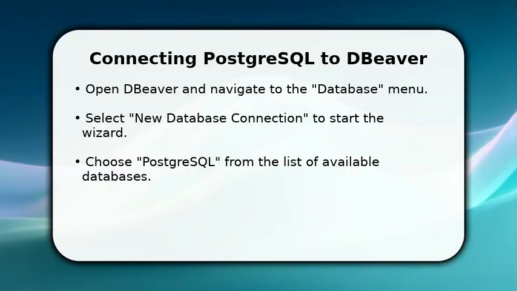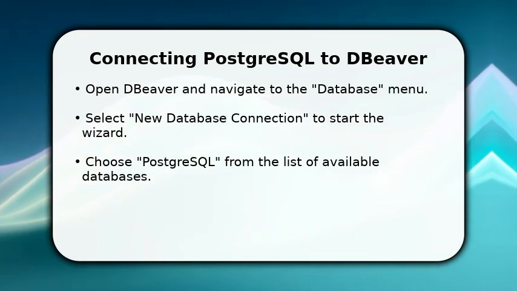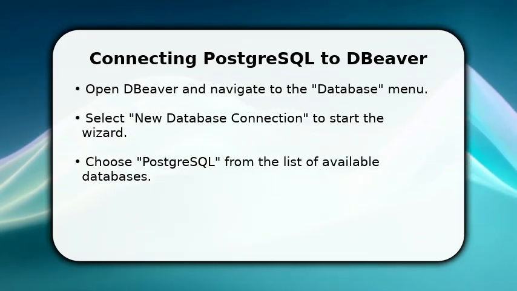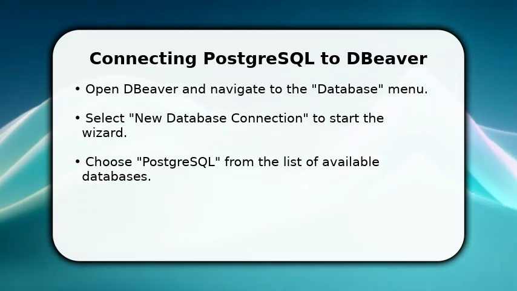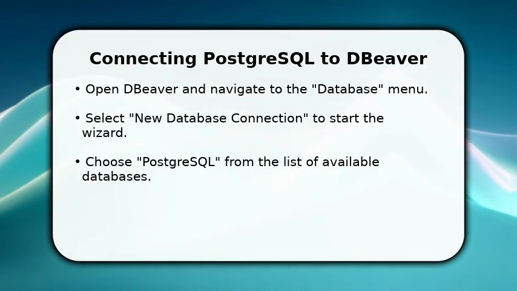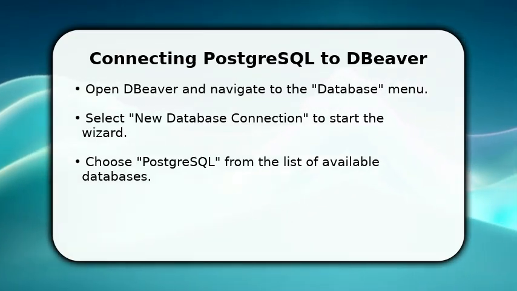In this video, I will explain how to connect PostgreSQL with DBeaver. First, launch DBeaver and locate the database menu at the top. From there, select New Database Connection to initiate the connection wizard. You'll then see a comprehensive list of database types. Simply choose PostgreSQL from this selection.